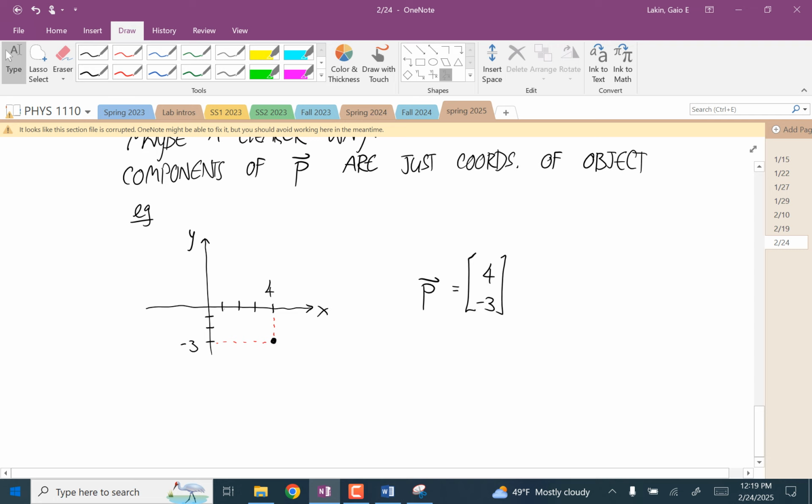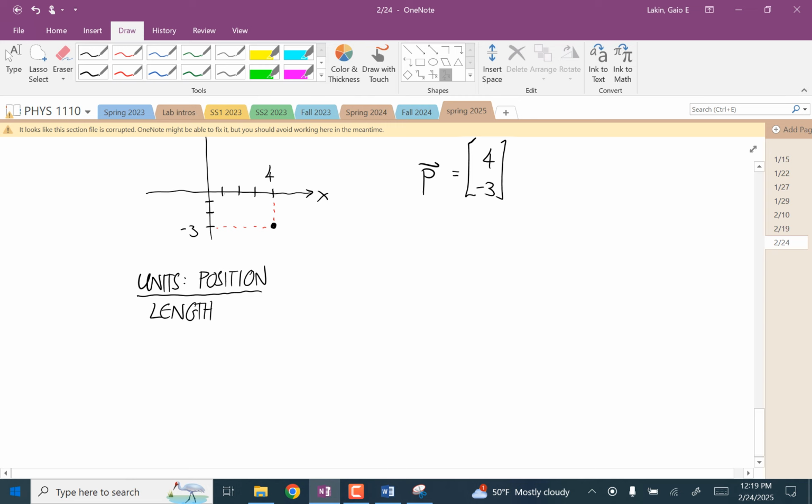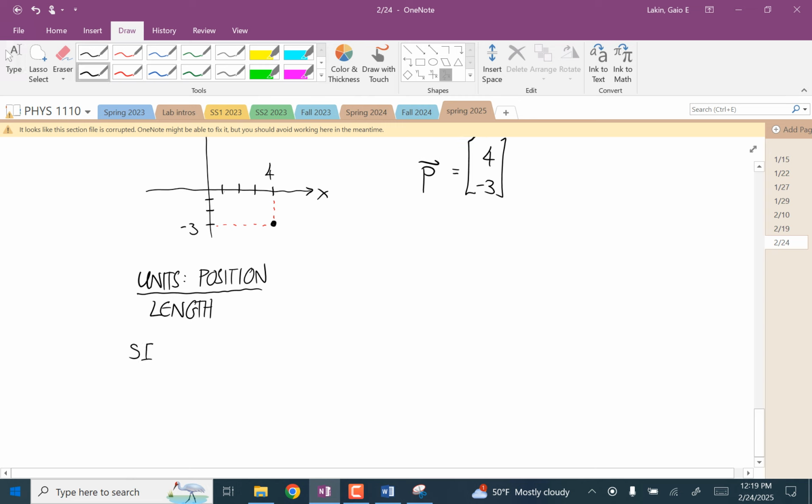The units of the position vector are always units of length. And that means that the SI units, the ones we're pretty much always going to use, are meters.